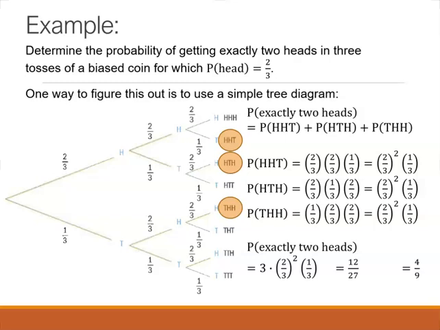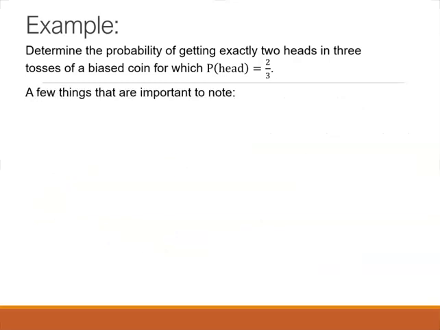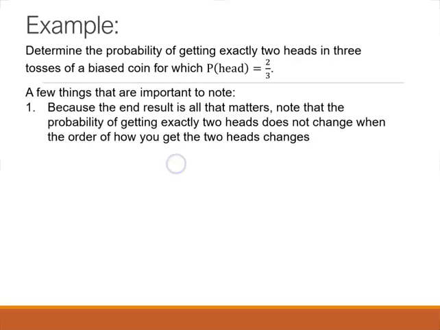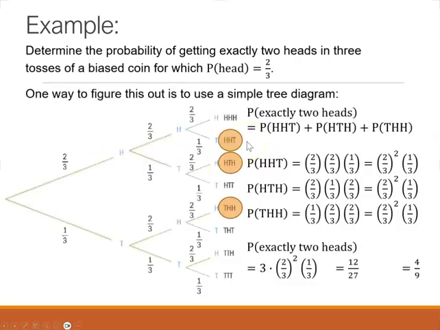Okay with that plan? All right, so some observations that we could have made from that previous example. The end result is all that matters. I notice that the probability of getting exactly 2 heads didn't change with the order that the 2 heads occurred. They all had the same probability, whether I did heads, heads, tails, or heads, tails, heads, or tails, heads, heads. The probability for each one of those 3 outcomes was the same.